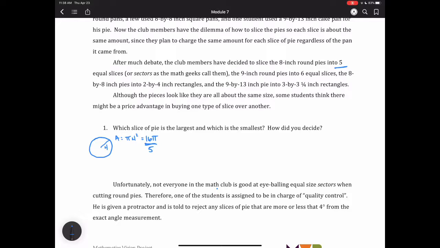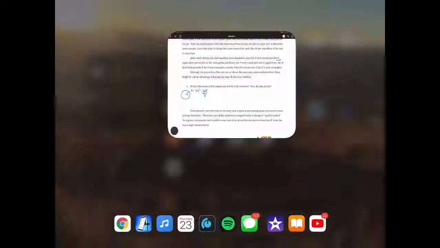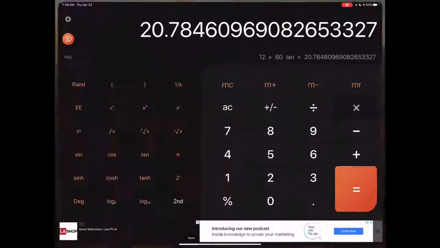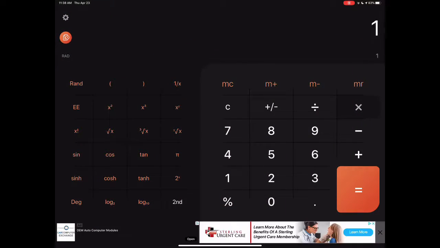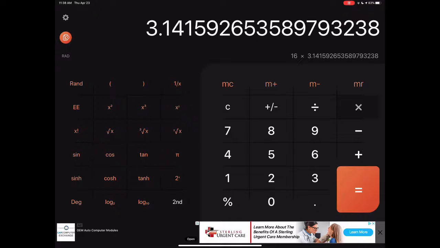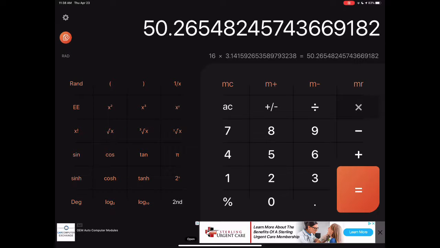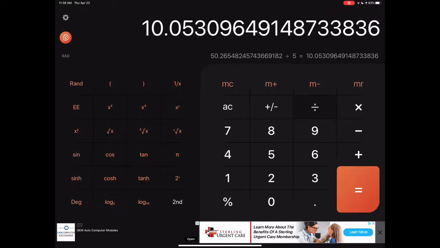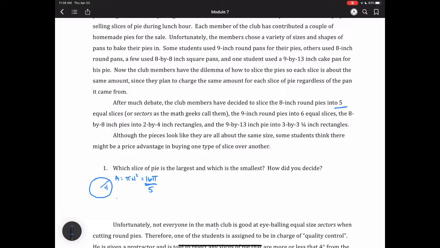So I'm going to go ahead and plug this into my calculator. Okay, so I'll have 16 times pi equals, and then divide that by 5. So this slice of pie will be about 10.05 inches. So let's go ahead and write that down, 10.05, and this is inches squared as well.